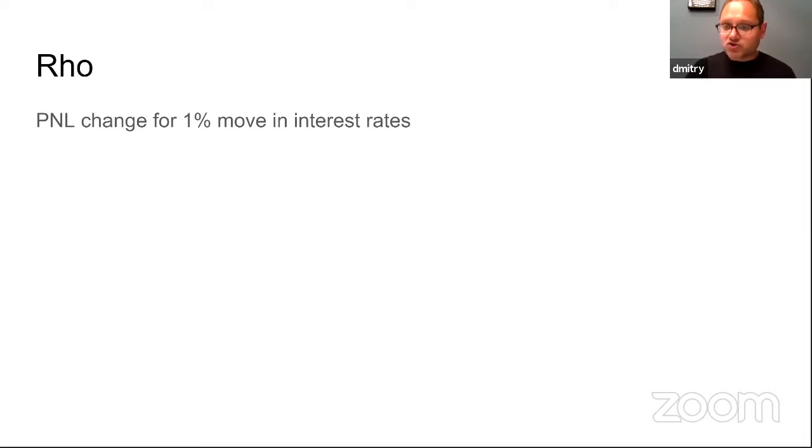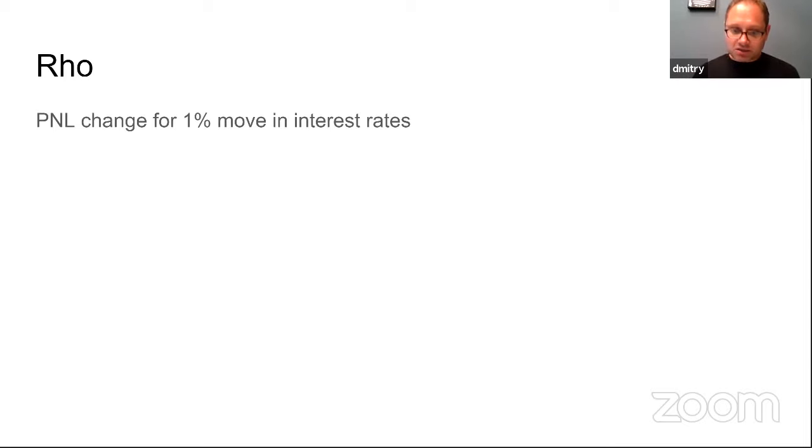If interest rates go down and you're short stock, you have the money in the bank from where you shorted at your brokerage firm. That means every day you're now earning less interest. So that's what your Rho risk is.